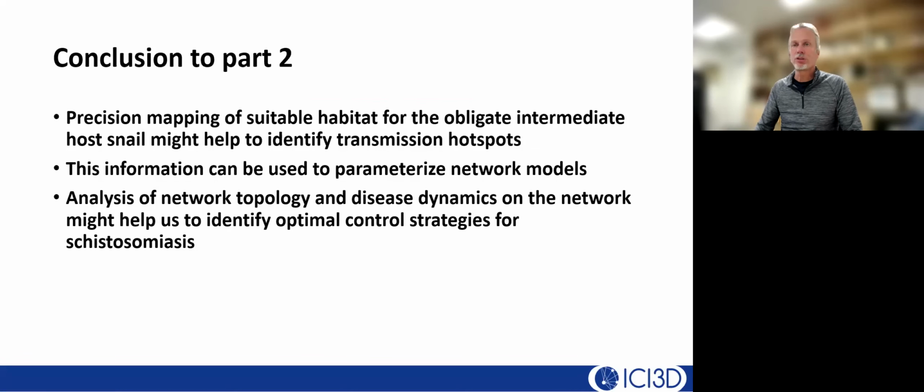So, in conclusion to the second part, I want to stress that precision mapping of suitable habitat for the obligate intermediate host snail might help to identify transmission hotspots for schistosomiasis. This information can be used to parameterize network models. An analysis of network topology and of disease dynamics on a network might help us identify optimal control strategies for schistosomiasis. And with this, we ended the second part of the seminar, and we're now moving on to the third part.